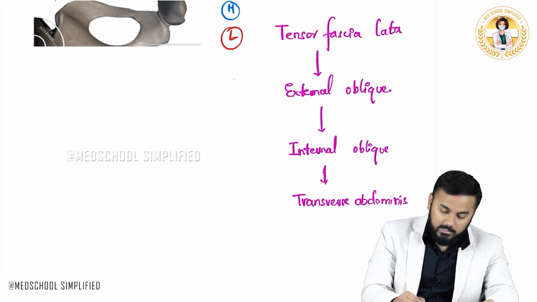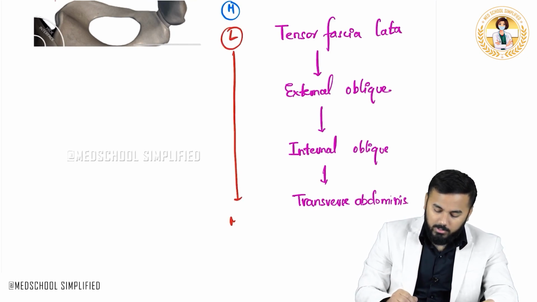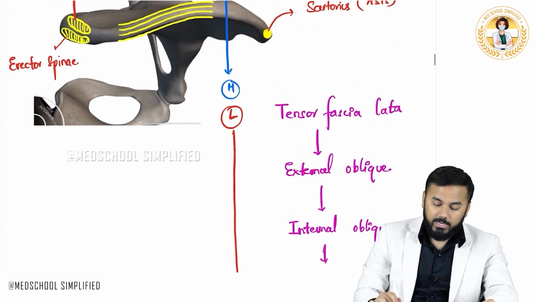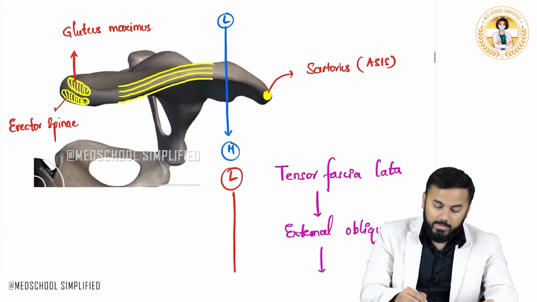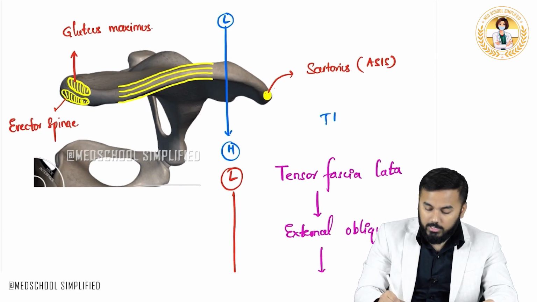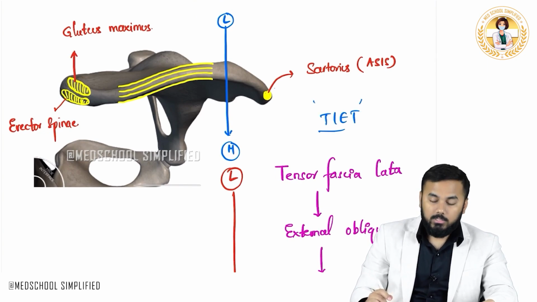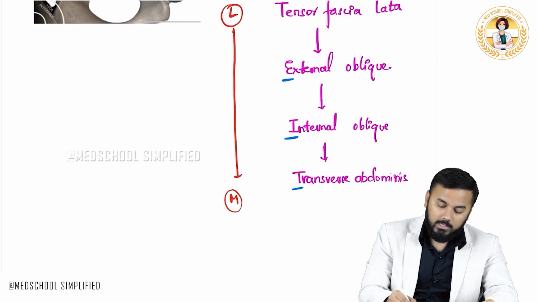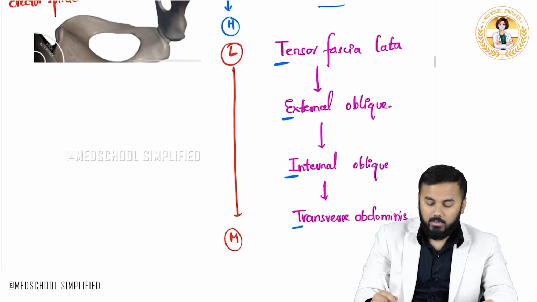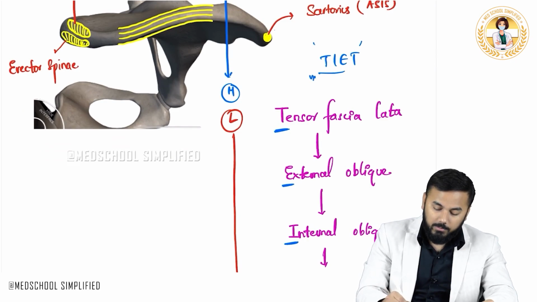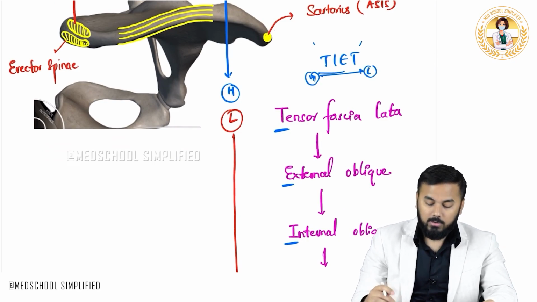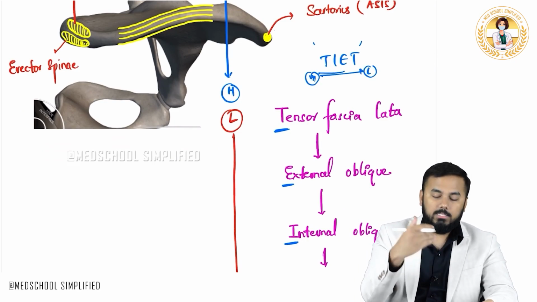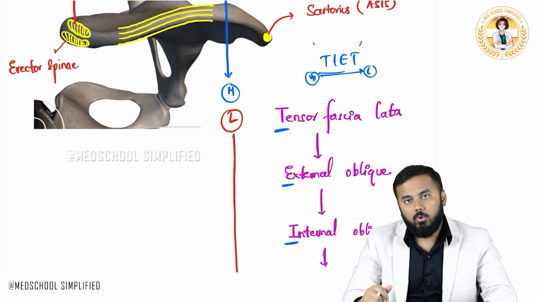Now all of you look here. This is the lateral side and all the way we are coming down to the medial side. You have written a mnemonic called TIET. This was the mnemonic I told you. Where is TIET? Look here: this is T, this is I, this is E, and this is T. The mnemonic goes from the medial side to the lateral side, but the exact order, which you need to know, is from the lateral side to the medial side.